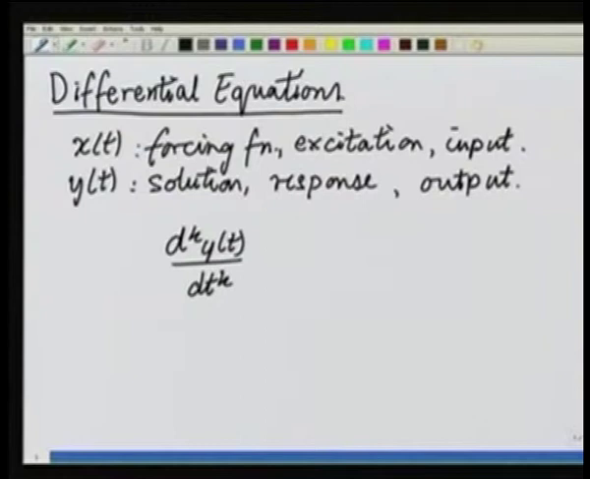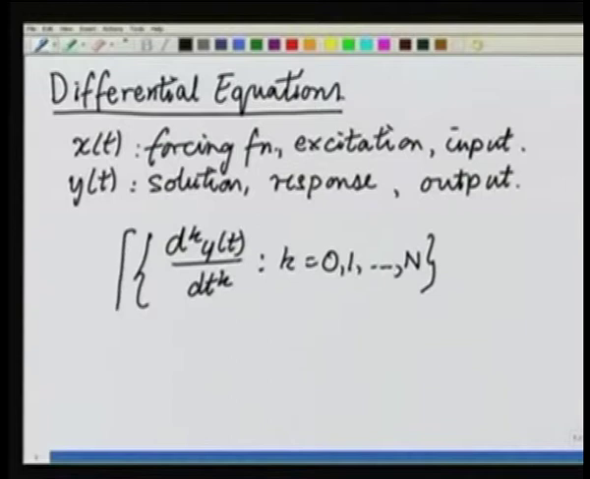We first need the first n derivatives of y(t) in a set. So, we shall make a set like this, k equals 0, 1 to n. We construct some combination of these entities d^k y(t)/dt^k. This function I will simply call f for the time being. This is the left side of the equation, and on the right side, as I said, we just have x(t). This makes a general differential equation. Let us make a few examples.